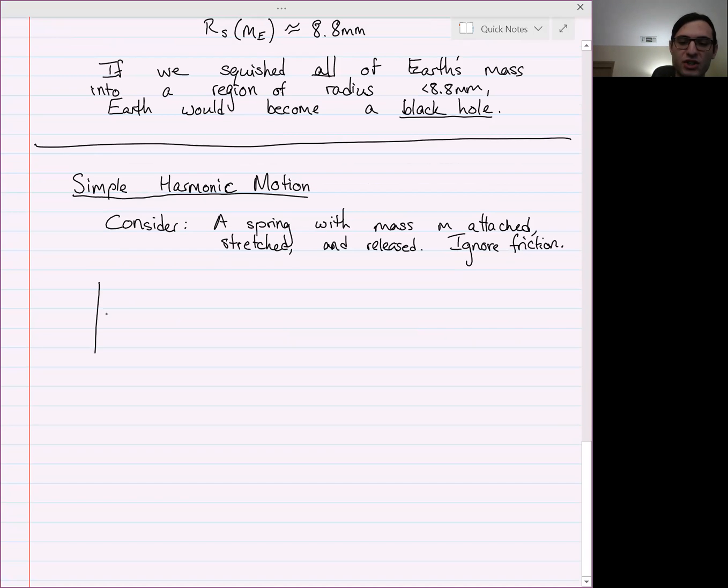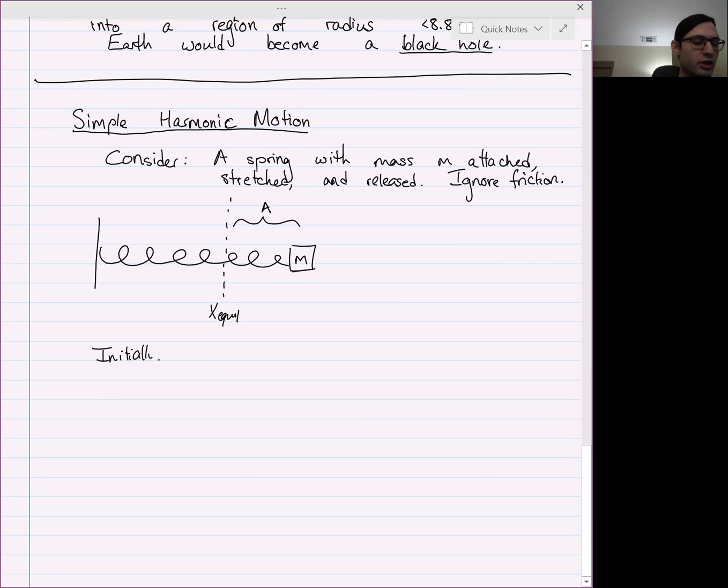So the picture is you have a spring attached to a wall, stretched out. Maybe the equilibrium position for the spring is here, call it x equals 0, and it's stretched a distance A. This block has mass m. Initially, before you release it, the kinetic energy is 0. And the potential energy of a spring system is 1/2 times k times the displacement from equilibrium squared, where k is the spring constant. Since the mass is a distance A from equilibrium, the potential energy is 1/2 k A squared.